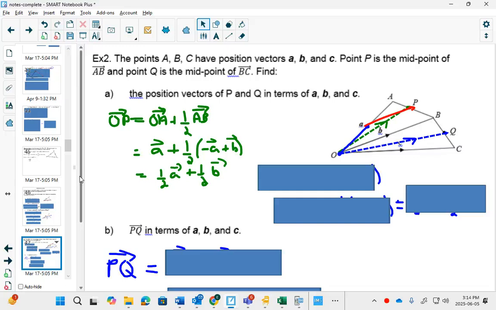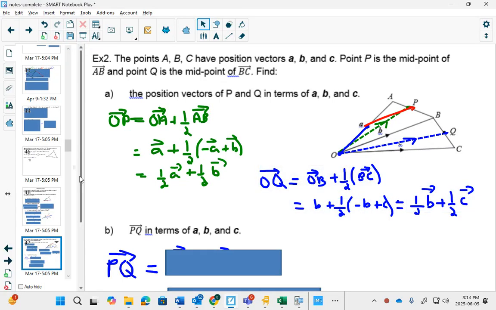And similarly, I could do the same thing with O to Q. I could go halfway to B plus halfway to C and get from O to Q. But then this allows us to say, all right, you have a robot that's starting at point P, we want it to get to point Q, and we're only allowed to travel in A's, B's, and C's. How should we do that?